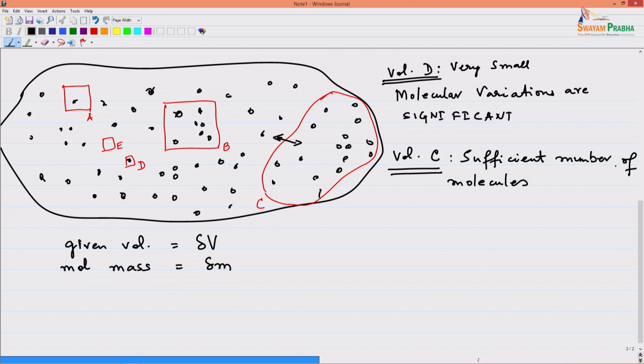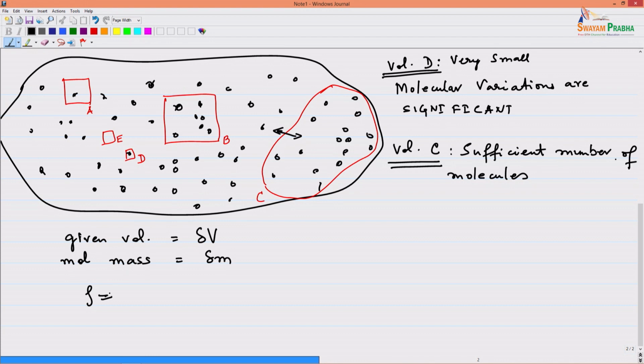Okay. Then how do I define density? Molecular mass is delta m, like the mass of all the molecules inside the volume, delta V, right. So, then that is basically equal to mass by volume, right. But is there anything else that I should write here? This is the volume that I want to define, right.